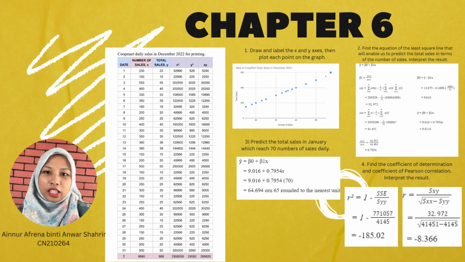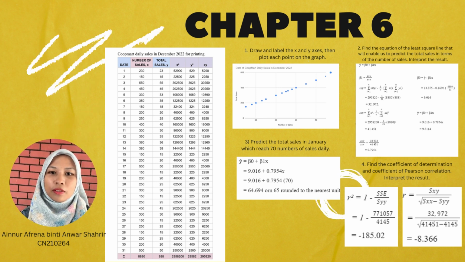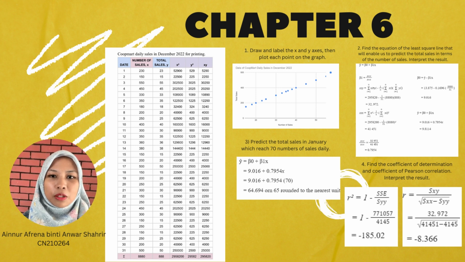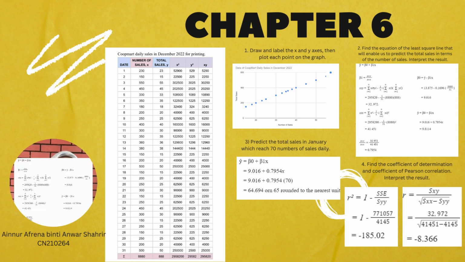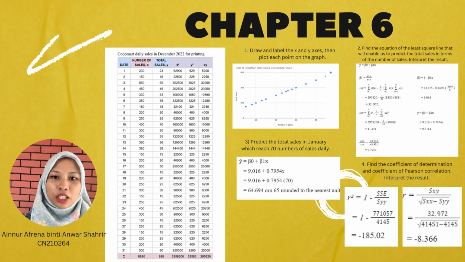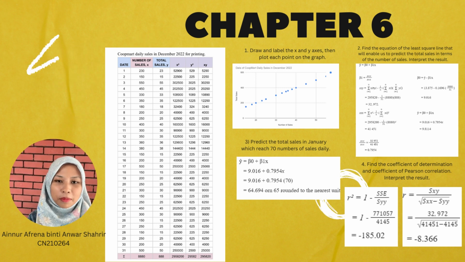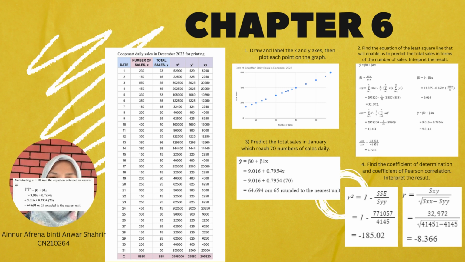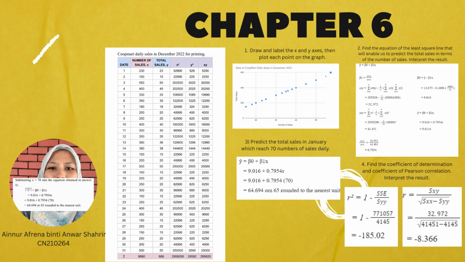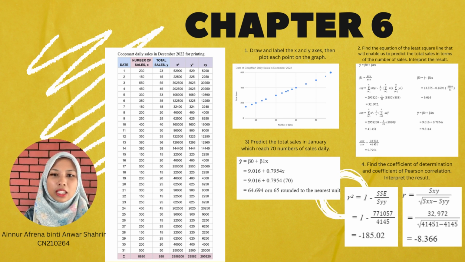The second question asks to find the equation of the least square line that enables us to predict the total sales in terms of the number of sales. Here is the equation. Third, they asked us to predict the total sales in January, which reached 70 numbers of sales daily. At the end of the answer, we rounded off to the nearest unit.